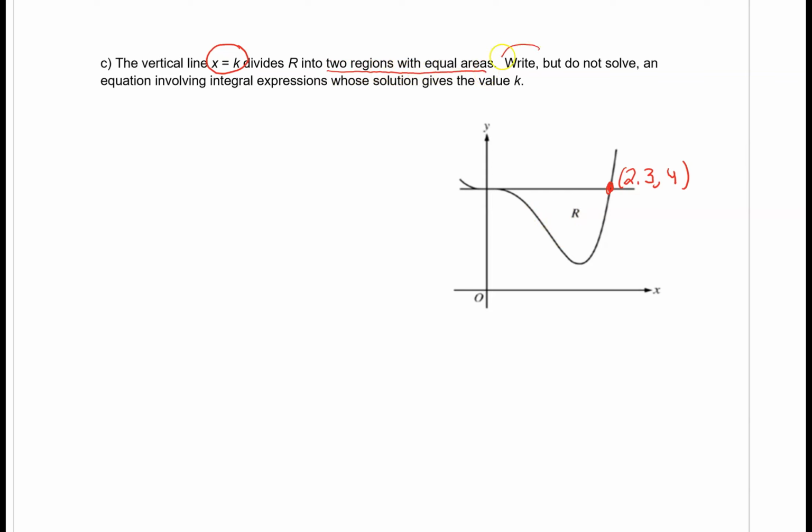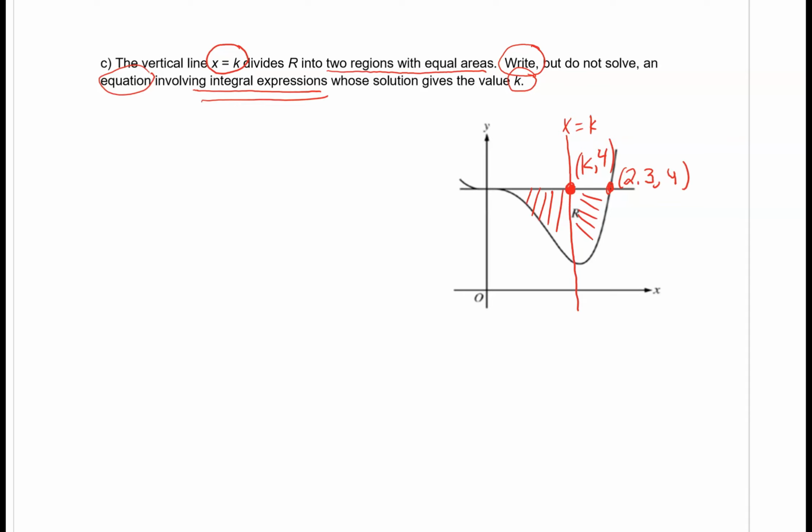So it wants us to just write an equation that has integral expressions in it that if we solve that equation would give us the value of k. So I'm going to draw in a vertical line here that roughly cuts the area of this region into two equal parts, this part and that part. And here's our point of intersection, which would be when x is k and y is 4.